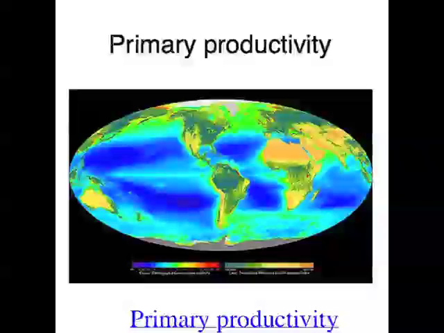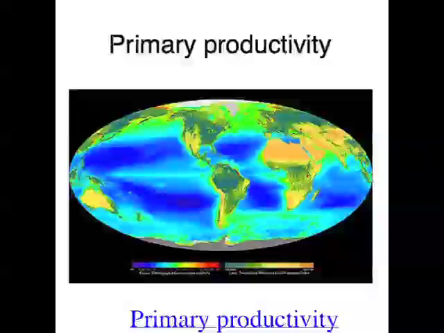And in fact, most producers, like plants, get their energy from the sun. So they convert light energy from the sun into chemical energy via a process called photosynthesis. And the rate at which producers convert light energy into chemical energy is called primary productivity.